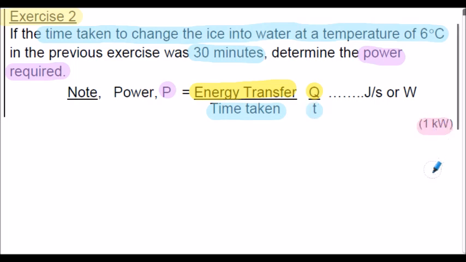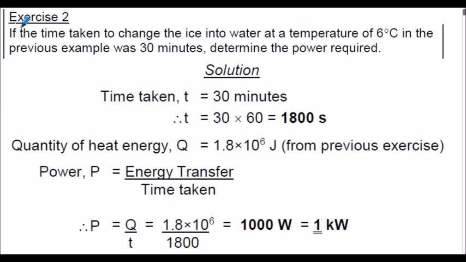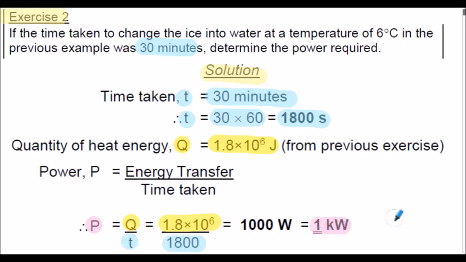I'd encourage you to stop the presentation and attempt exercise 2, but a calculation is shown on the following slide. Exercise 2, here's the solution. Just note that the time taken is stated in 30 minutes in the question. We need to convert that into seconds, so 30 multiplied by 60 is 1800 seconds. The heat energy required was calculated in exercise 1, 1.8 times 10 to the 6 joules. So we can now calculate the power, simply Q divided by T. So the power in this case is 1 kilowatt.